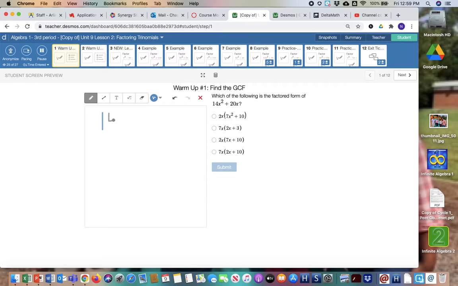Okay, so with that being said, these first two, like I said, are review. So this is really what we were hoping to learn from lesson 1 in Unit 9. So taking out a GCF, and you'll notice here that with what we do with factoring, this is actually going to be a big part of what we do too. So we do need to get good at this skill.